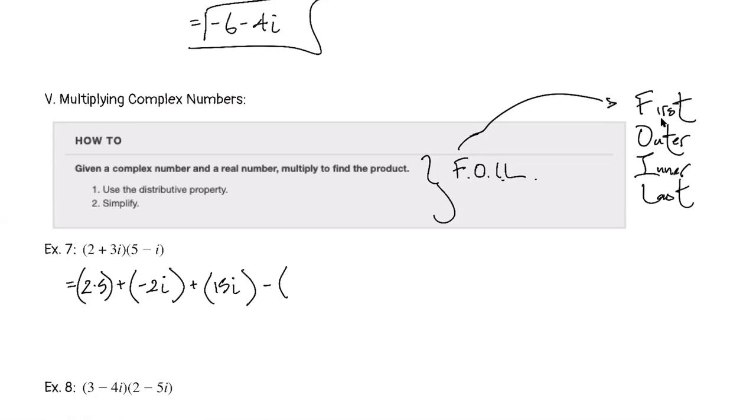Tell me how you got that. Yeah, okay. So 3i times negative i gives us negative 3i squared. Right, so everybody buy that? 3i times negative i gives me negative 3i squared. Okay.